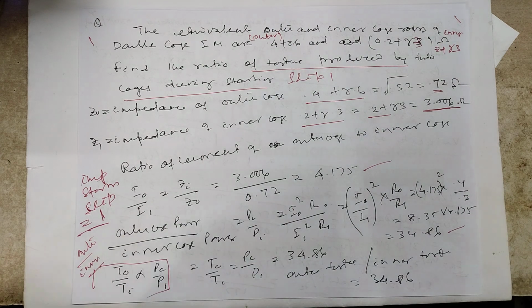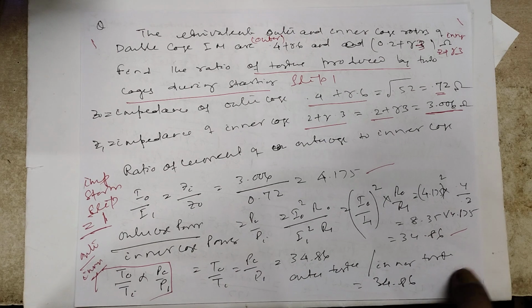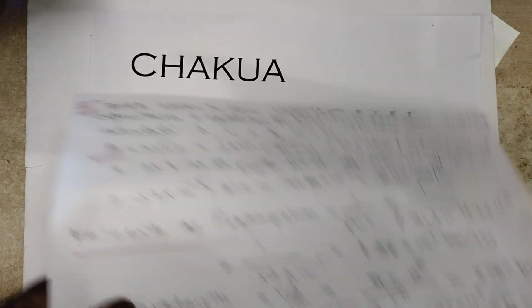The problems are self-explanatory. It is simply how you have to calculate the impedance of outer cage and inner cage, then outer cage current, inner cage current, then outer cage power, inner cage power, torque. Only one thing, starting slip of the induction motor is equal to 1. That is the only difference.